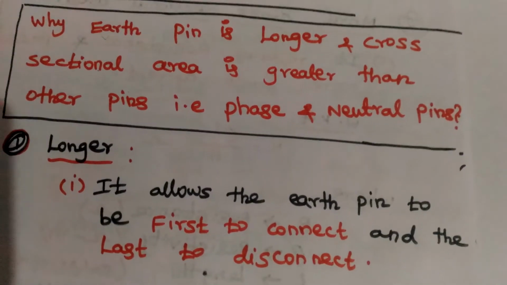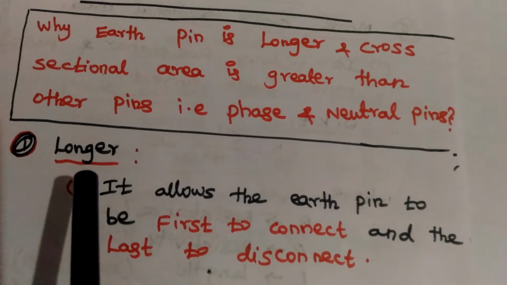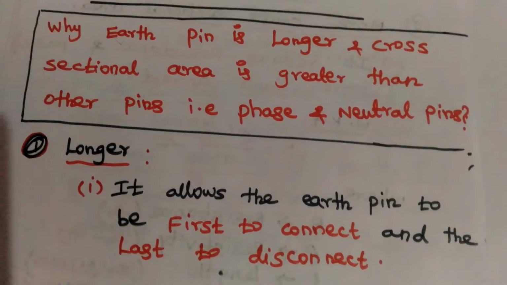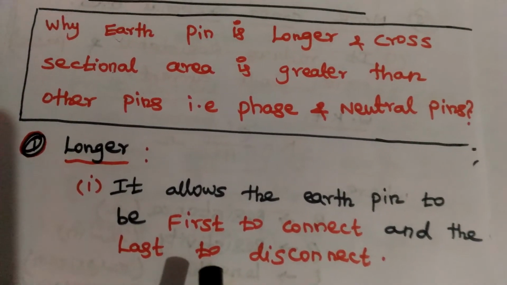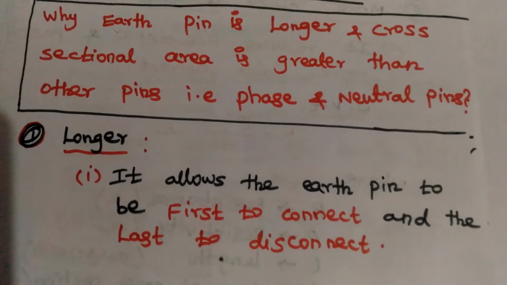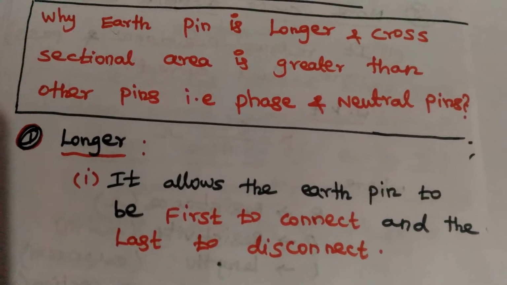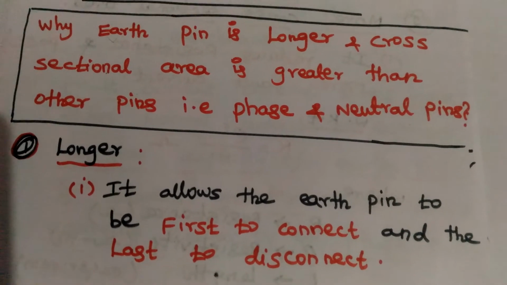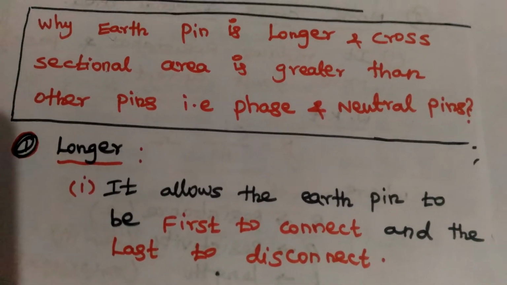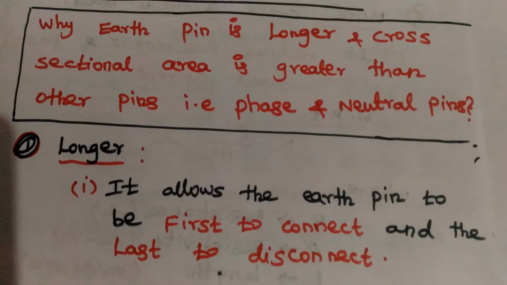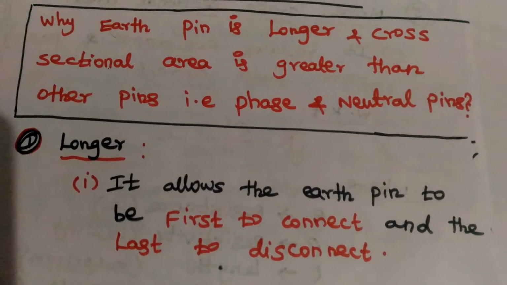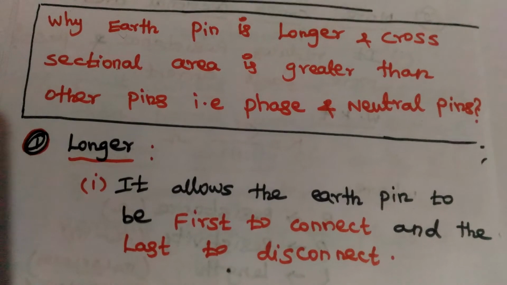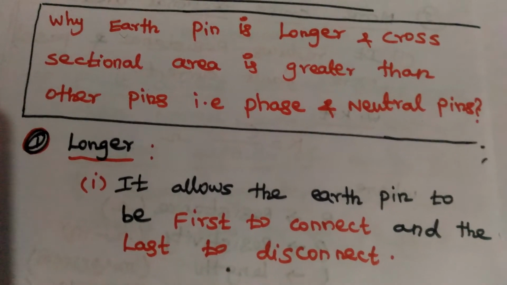Normally, the longer shape of the earth pin allows it to be the first to be connected and the last to disconnect. That is, when we insert the plug in the socket, the earth pin is inserted first. At the time of removing the plug from the socket, the earth pin is removed last.